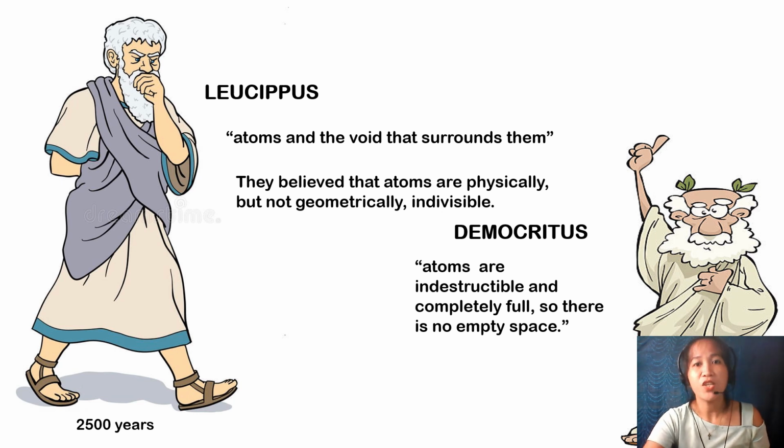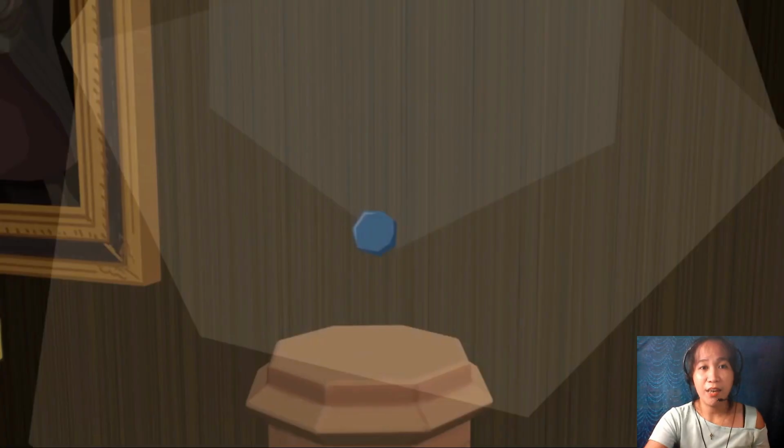Indestructible. Okay? So, there is no empty space. That is according to Democritus. Both Leucippus and Democritus had the idea that there are many different kinds of atoms, and each of them had a specific shape and size, and that all atoms move randomly around in space. However, they did not give an explanation for the motion of atoms.